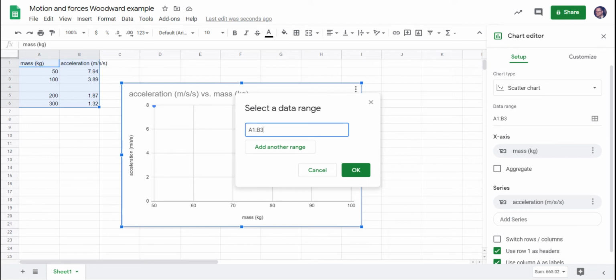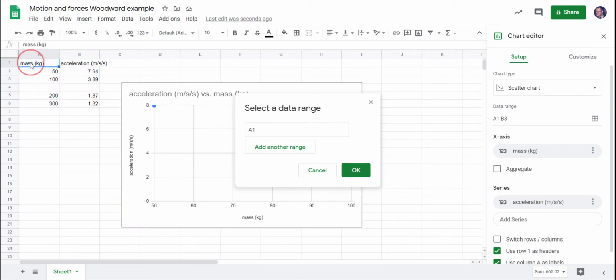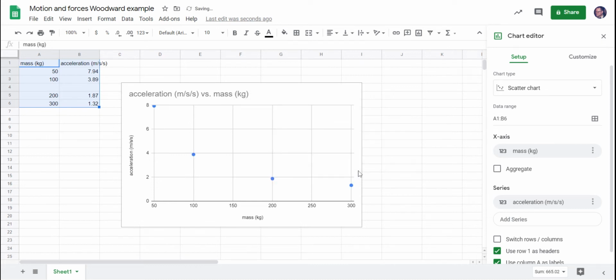and there are two things I could do. I could type something new in here to tell me what I want the range to be, or I can come over here to my data and just reselect everything. And you can see when I select that, it changes the data range to A1 to B6. And that is what I want. I'm going to say, okay. Awesome. Here is my graph with these data points.